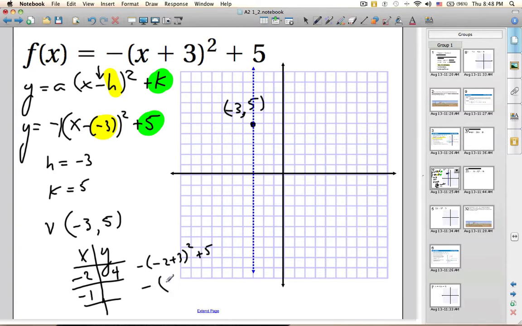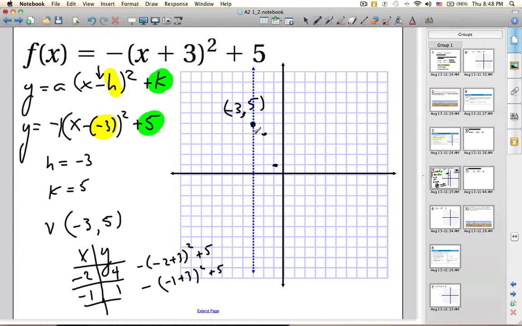If I plug -1 in, it'll be -1 plus 3 squared plus 5. -1 plus 3 is 2. 2 squared is 4. 4 times -1 is -4, and -4 plus 5 is 1. So these are my 2 points. At -2, I'll be at 1, 2, 3, 4. And at -1, I'll be at 1.